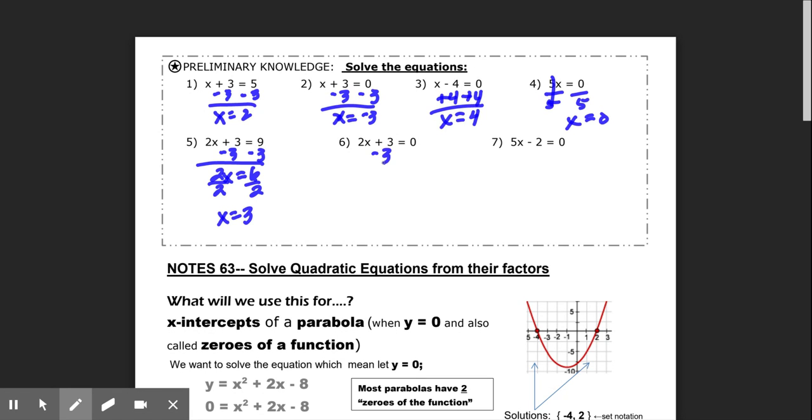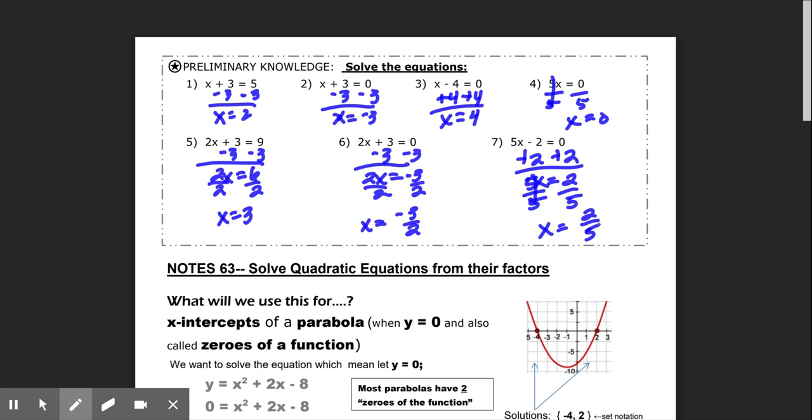Here we subtract 3 from both sides. So 2x equals negative 3, and then divided by 2. So x equals negative 3 halves. Number 7, we're going to add 2 to both sides. So we have 5x equals 2. Divide both sides by 5. And so x is going to be equal to 2/5.